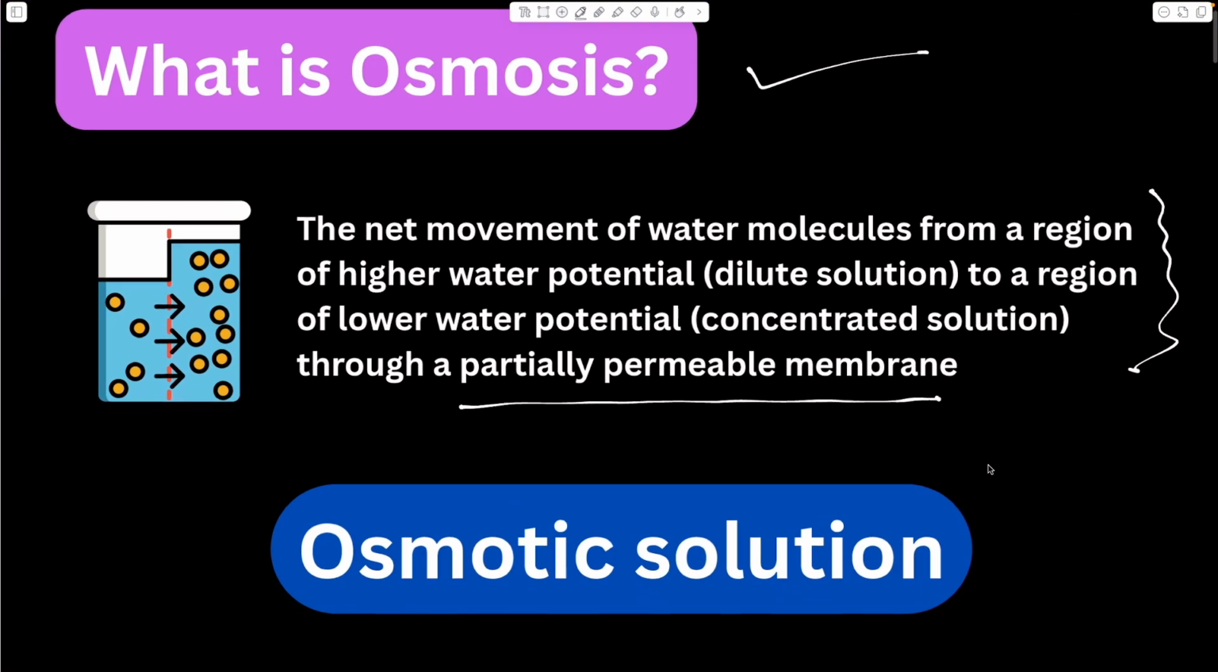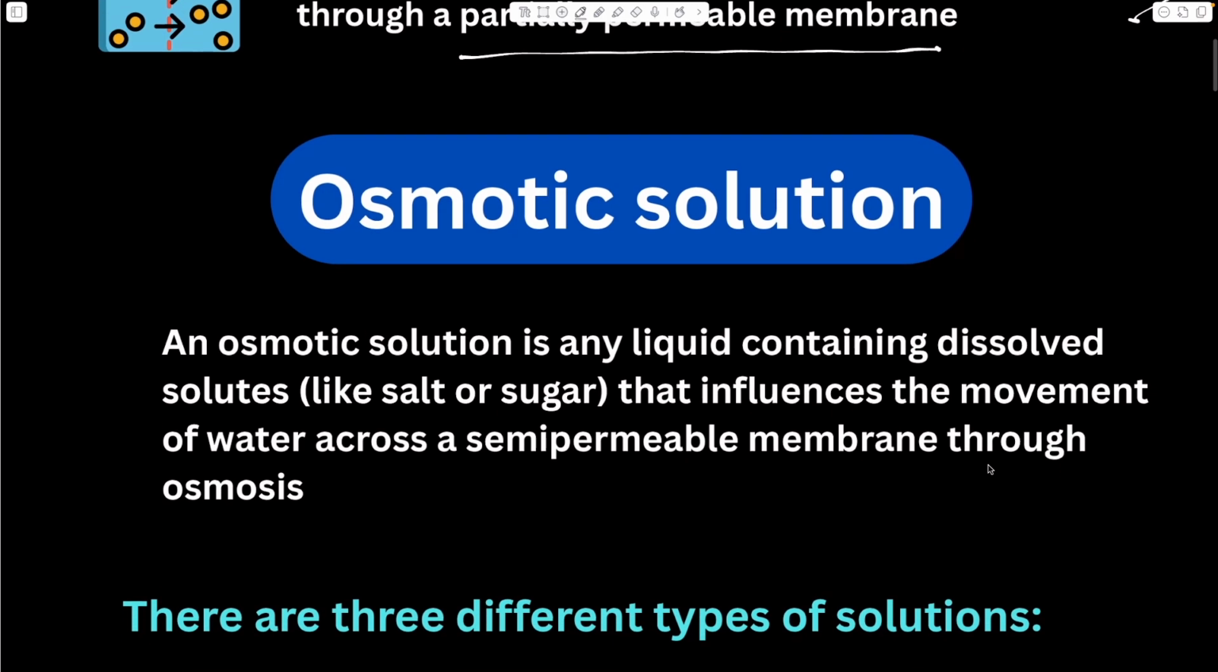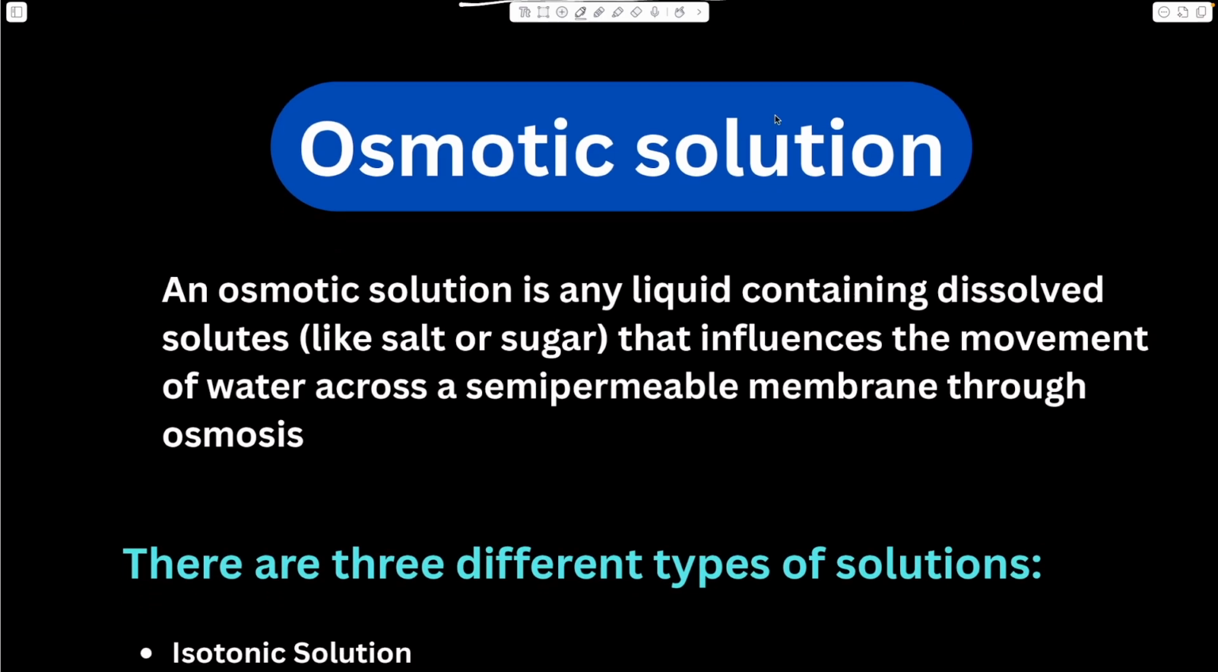Now let's look at another definition: osmotic solution. What does osmotic solution mean? This term you might have heard at a very early time, or you never heard before. So an osmotic solution is any liquid that has dissolved solute in it. The solute could be like salt and sugar, that influence the movement of water across a semi-permeable membrane.